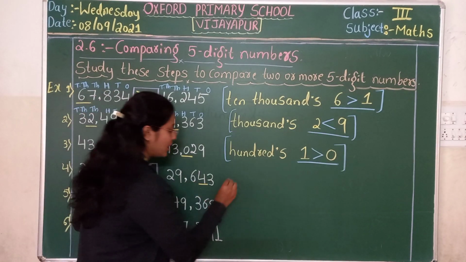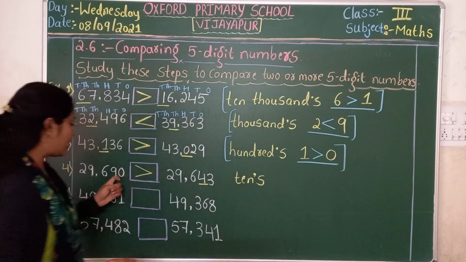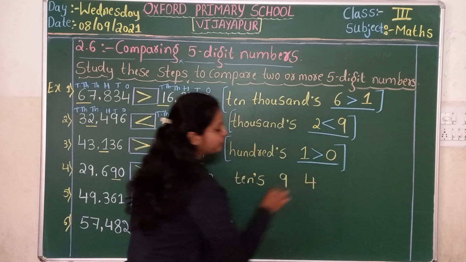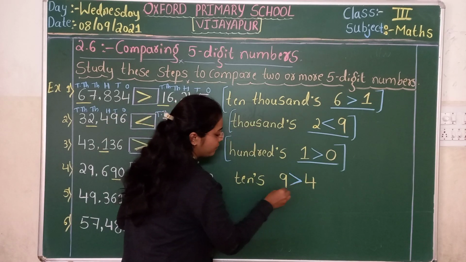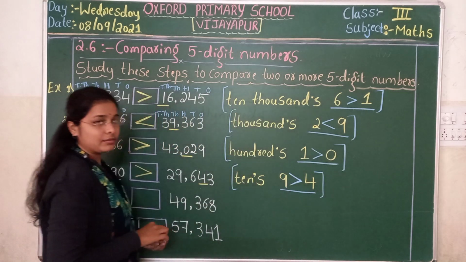Which is this place? Tens. Write down as the tens. And the digits. Which are the digits? 9 and 4. Digit 9 is the bigger one. So we have to keep the sign. Otherwise we have to insert the greater than sign.